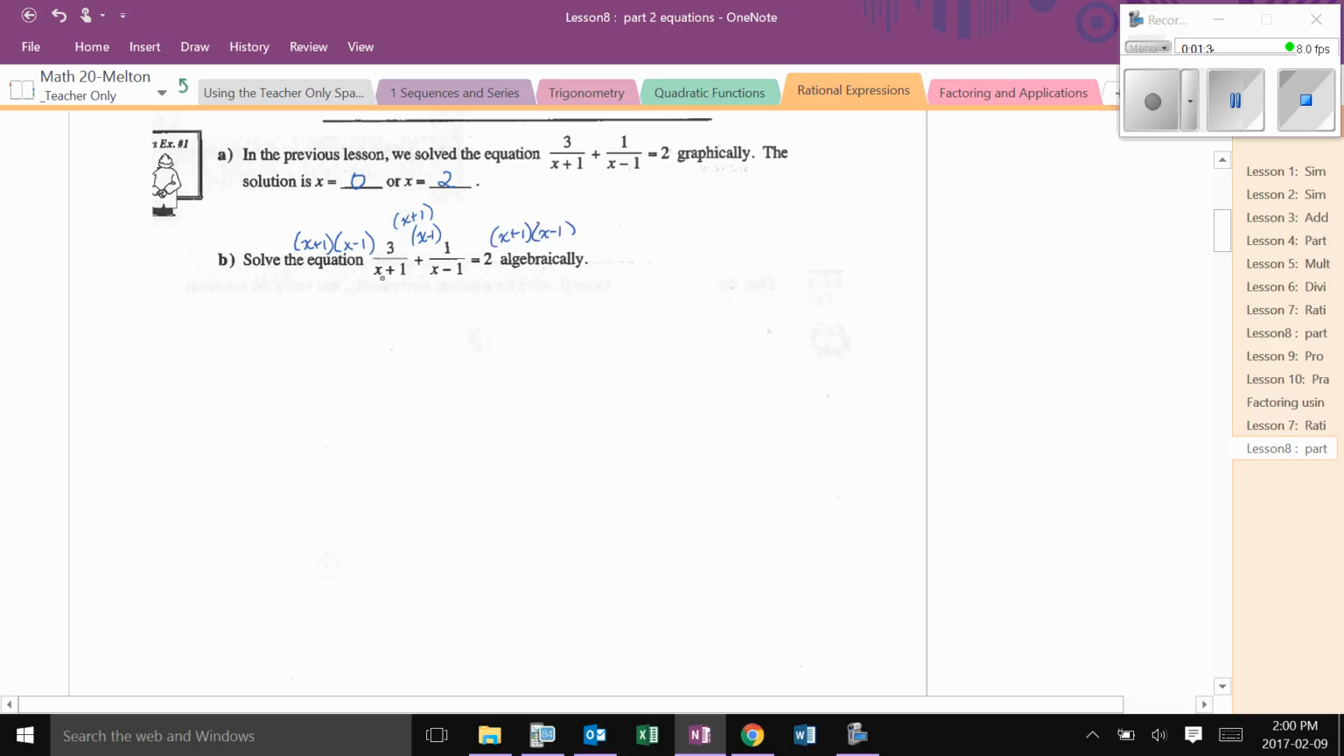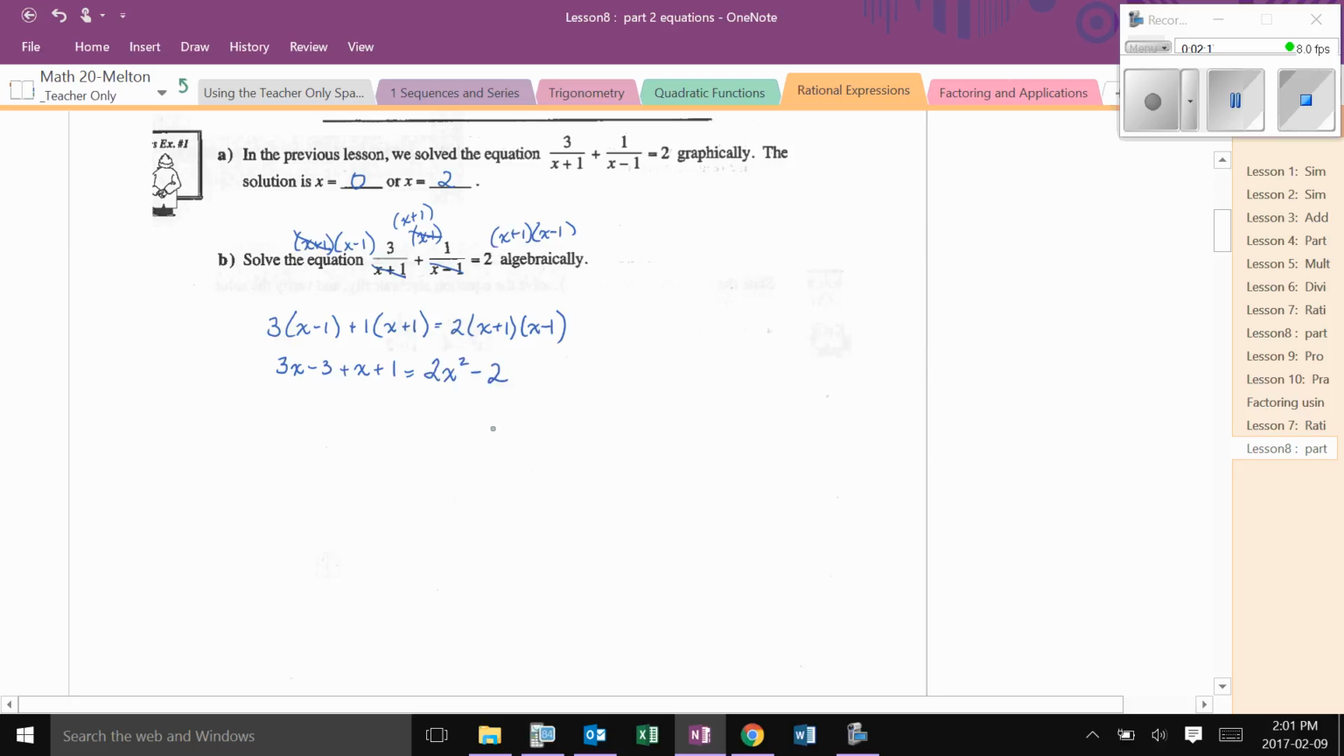As soon as we do that, we can see that the x plus 1s are going to cancel each other out here, and the x minus 1s on this side. So our new and improved equation is 3 times x minus 1 plus 1 times x plus 1 is equal to 2 times x plus 1 times x minus 1. We'll take a moment to expand and clean things up further. So 3x minus 3 plus x plus 1 is equal to, and hopefully we recognize that that is a difference of squares, x squared minus 1. Then we distribute the 2 in, so it's 2x squared minus 2.